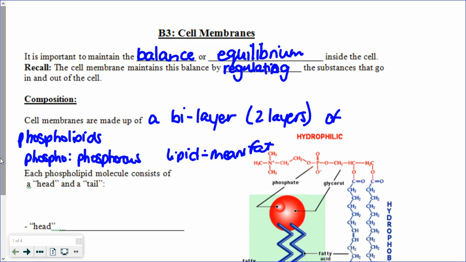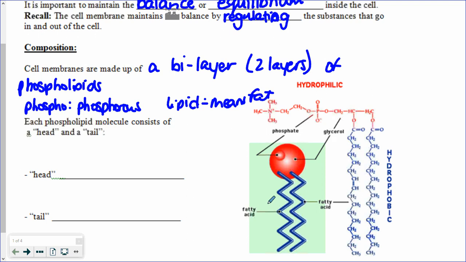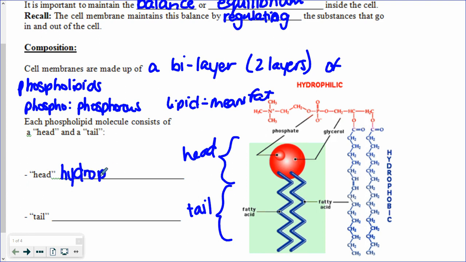So each phospholipid molecule contains a head and a tail. So usually you'll see it kind of represented this way. So the head here, this is the head part, and then the tail, you'll see it has kind of two legs of it. So the head is actually called hydrophilic. And a tail is hydrophobic.